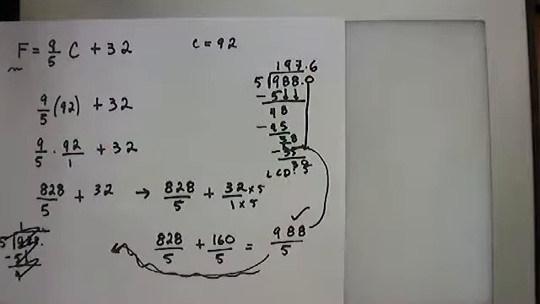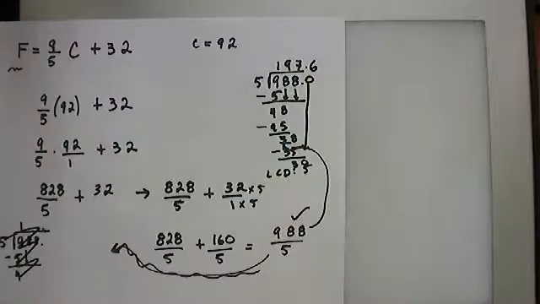So what we had was 988 divided by 5. We needed to turn it into a decimal, which is what most of the homework problems want. So 988 divided by 5. Put your decimal, bring it up, and go. 5 goes into 9 one time. 1 times 5 is 5. Subtract, you get 4. Bring down the 8.